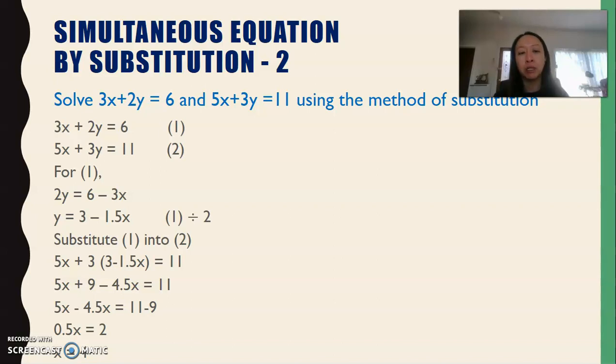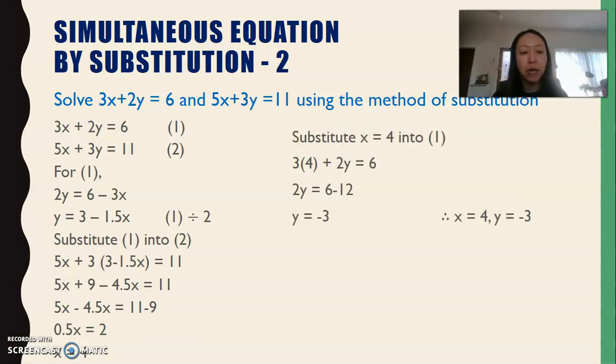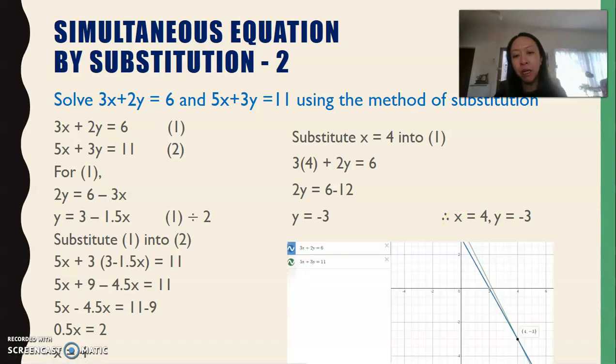We can substitute the value of x equals 4 into either one of the equations and it will work. It will return us a value of -3. So for this question, the answer for x is 4 and the answer for y is -3. And similarly, if we draw these two lines again, the point of intersection will be (4, -3), which is the solution.